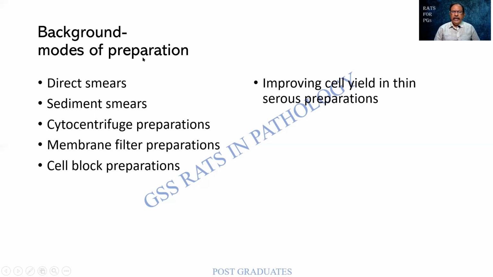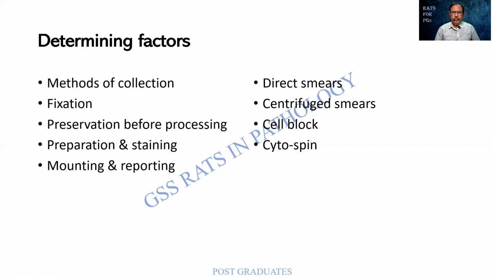The main idea of this, the cytospin, is to improve the cell yield. And what are the factors that determine the cell yield? It will be the mode of collection, first and foremost. If it is going to be admixed with blood, naturally our material will not be satisfactory. Fixation, otherwise there will be artifacts.